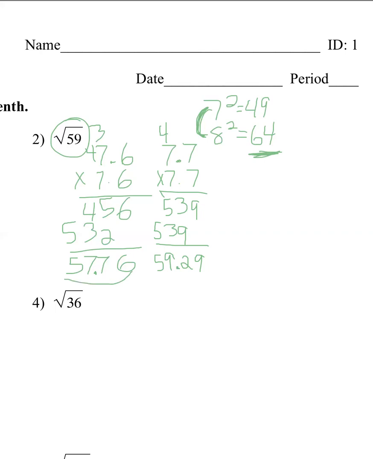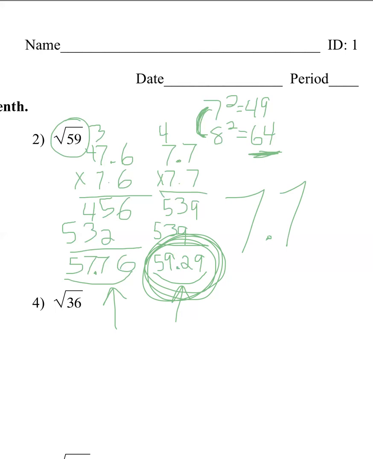Okay, so now I'm looking at these two numbers. Think of it as money, so much easier. $57.76 and $59.29. So I do have one that's under and one that's over. That's what I mean when I want to sandwich 59. I want these two values, one to be lower, one to be higher, and they are. So it's perfect. Now I just ask myself, which of the two is closer? And certainly it's this one. So 7.7 was my best estimate in this case.